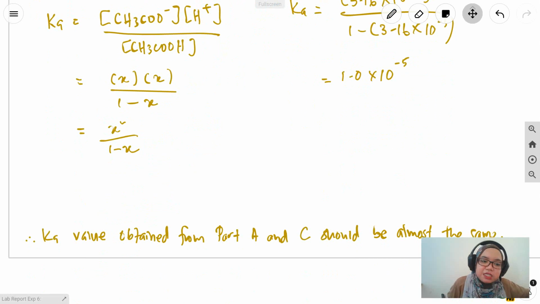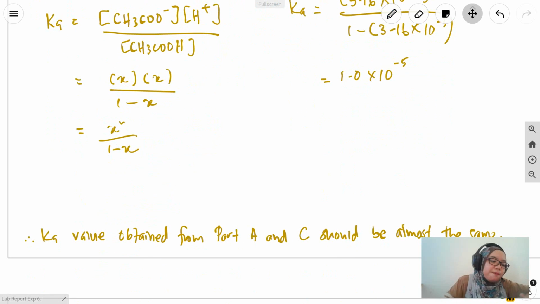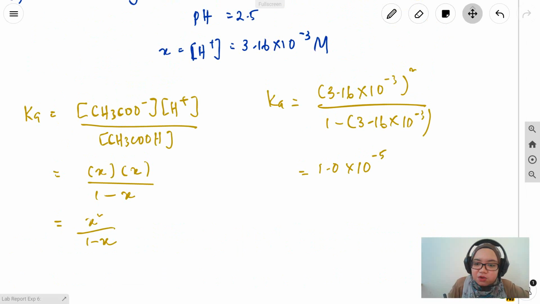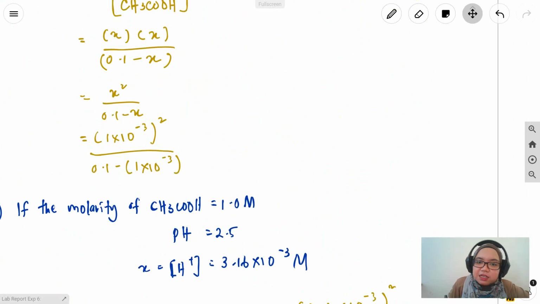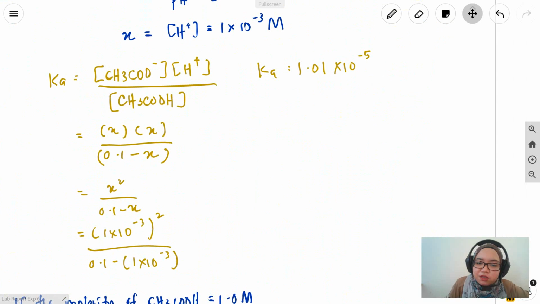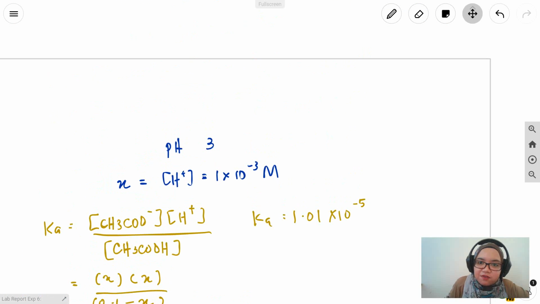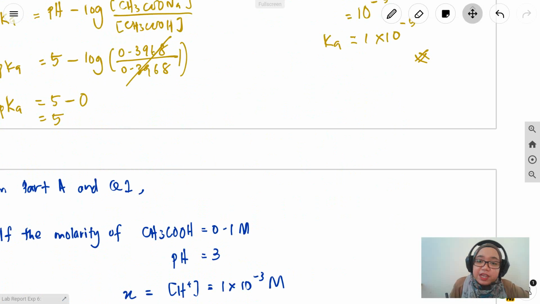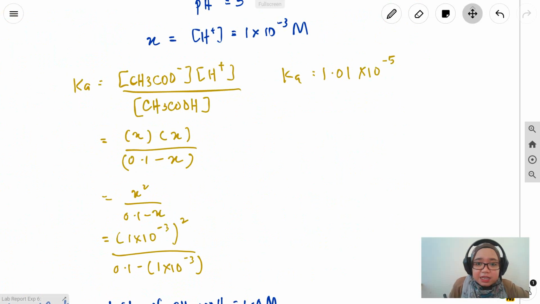So, the question just now asks you to compare the value of Ka from question 1 part A with part C. So, we can say that the Ka value obtained from part A and C should be almost the same. Sebab apa ni, 1.0 times 10 to the negative 5. Yang atas ni pun 1.01 times 10 to the negative 5. And part C, we get Ka 1 times 10 to the negative 5. So, the value of Ka is the same.